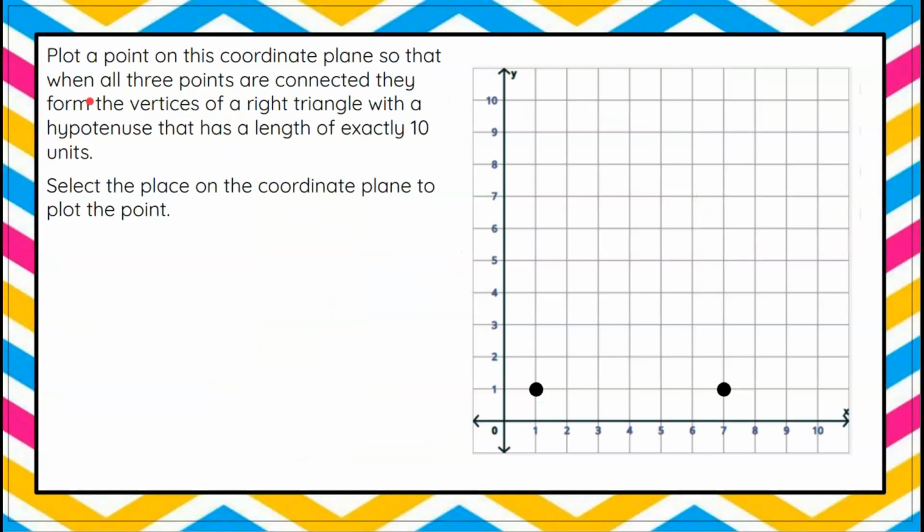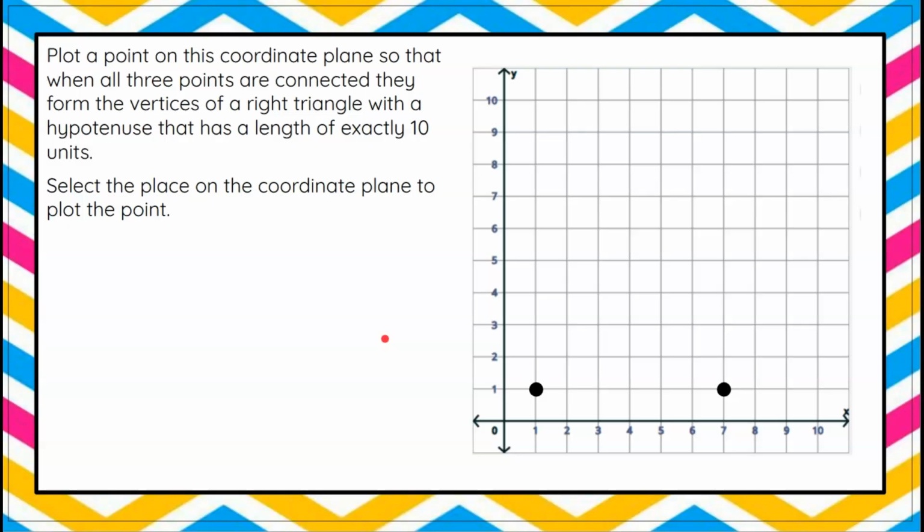So we're told that we have to plot a point on this coordinate plane so that when all 3 points are connected, they form the vertices of a right triangle with a hypotenuse that has a length of exactly 10 units. We're going to select the place on the coordinate plane to plot the point. So here's your coordinate plane, and here are the 2 points that are given to you. Go ahead and pause the video, do your best work, and then come back to see mine.